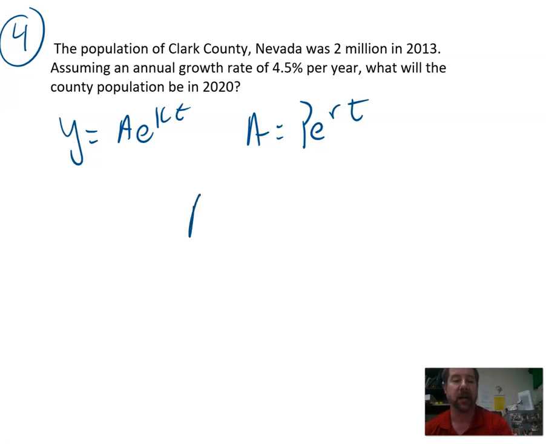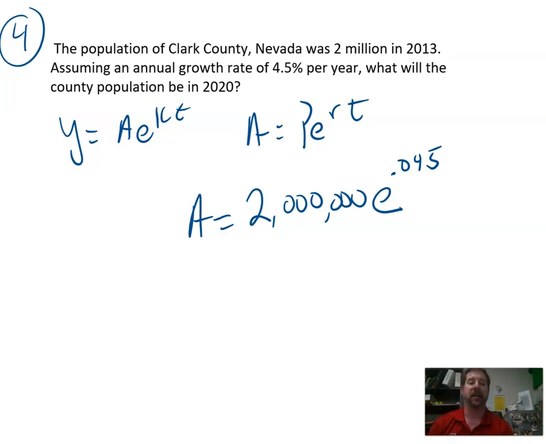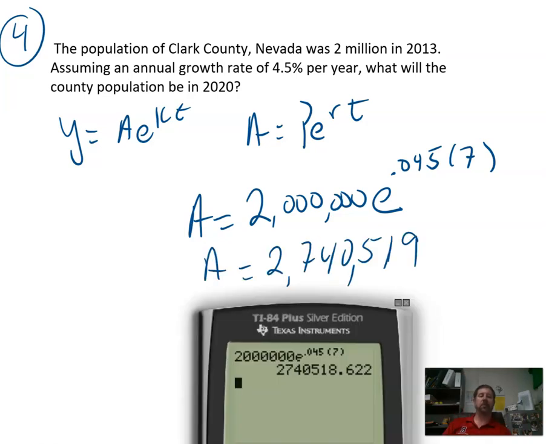So in this case here, our starting population is 2 million. I guess we'll use the whole number. You could just use 2 and then your answer is going to be in millions. E, remember when you do the rate, you have to write it as a decimal, so 0.045. And then our time, we're starting in 2013, we're going to 2020, so that is 7 years. And now I'm just going to go ahead and work that out on the calculator. All right, so when we plug this into the calculator, we end up with 2,740,519. And so that is our estimated population in 2020.